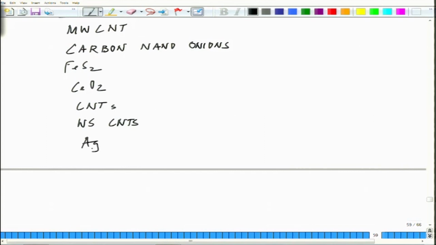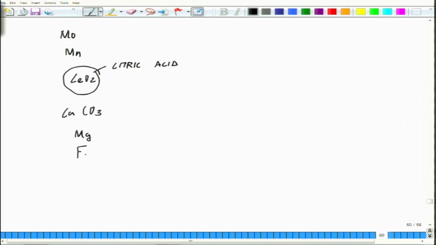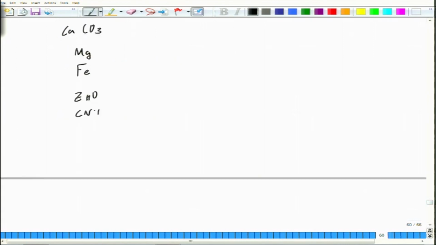Then again a silver, molybdenum, manganese, citric acid coated CO2, which is acting as a carrier, calcium carbonate, magnesium, iron, zinc oxide, carbon nanotubes, copper oxide, cuprous oxide, iron oxide, so on and so forth.